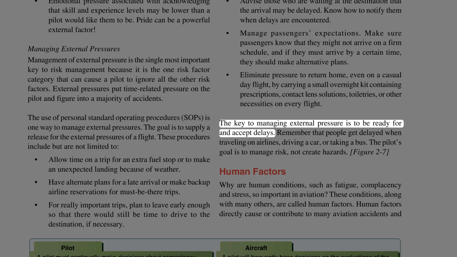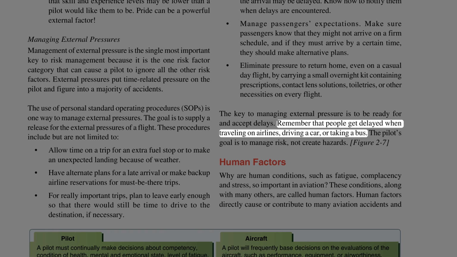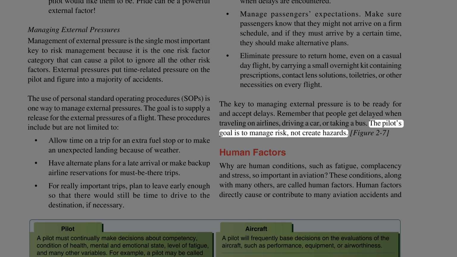The key to managing external pressure is to be ready for and accept delays. Remember that people get delayed when traveling on airlines, driving a car, or taking a bus. The pilot's goal is to manage risk, not create hazard.